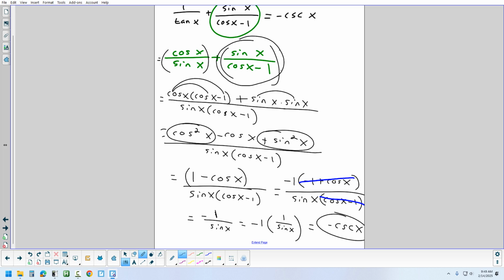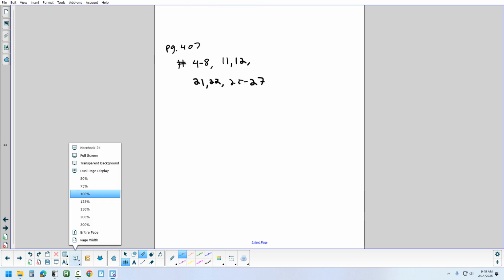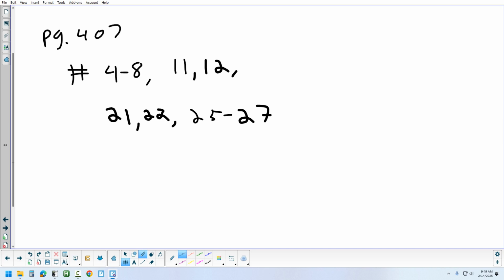All right, so that's trig identities. Any questions on that last one? All right. So definitely the kind of thing does take a little practice. There's not a ton of them to do because some of them can take a little bit, especially if you start going down the wrong road with it. So we have 4 through 8, 11, 12, 21, 22, and 25 to 27.